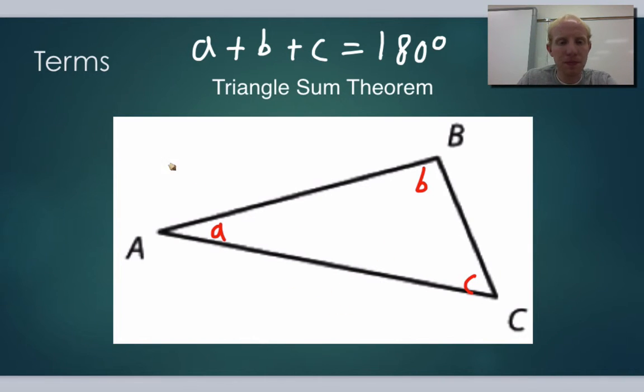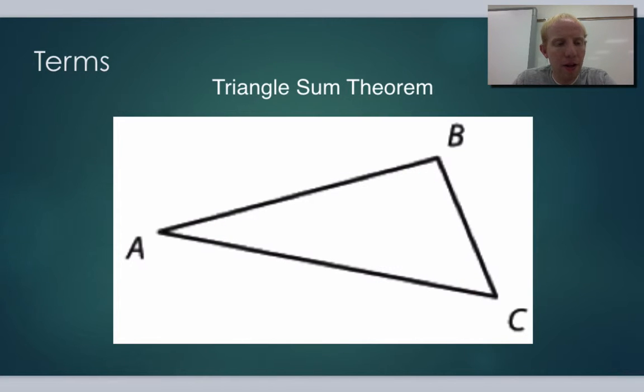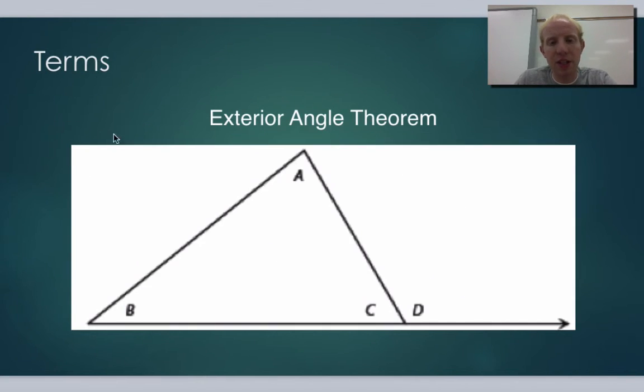Okay, so that's the first theorem we need to use. The next theorem is called the exterior angle theorem. It's a similar idea, except now we have a triangle and a line that is coming out of the triangle like this, which gives us this exterior angle D.